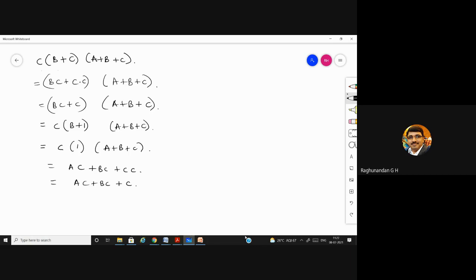Now again, AC plus C into B plus 1. So what is B plus 1? It is 1. Again we take C common: C into A plus 1. What is A plus 1? It is 1. C into 1 is equal to C. So this is how we are going to derive.